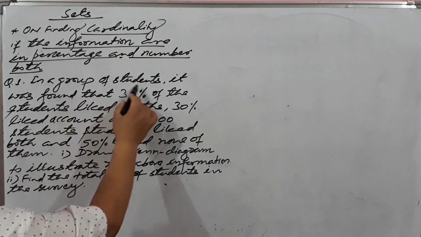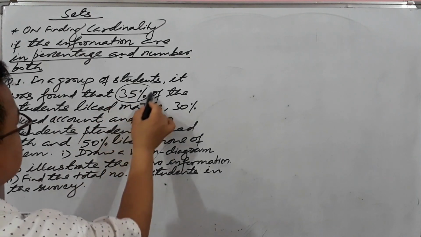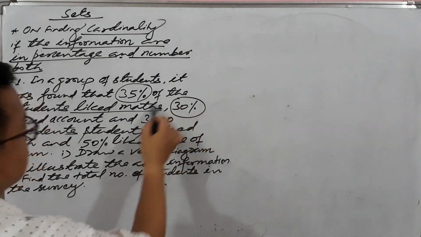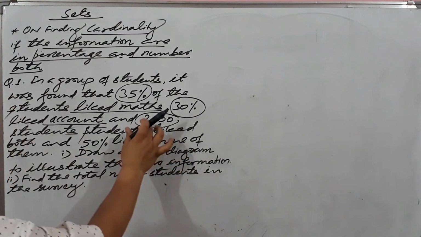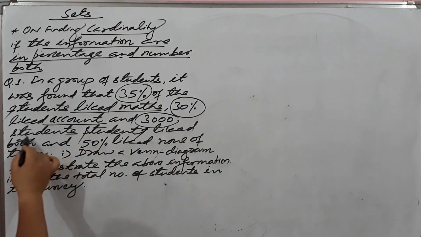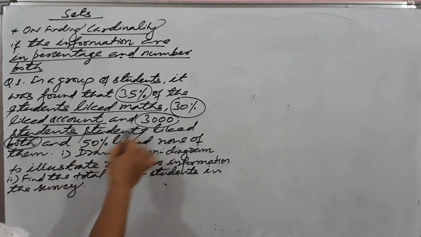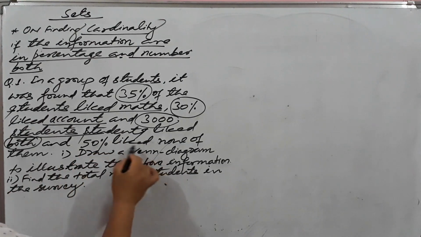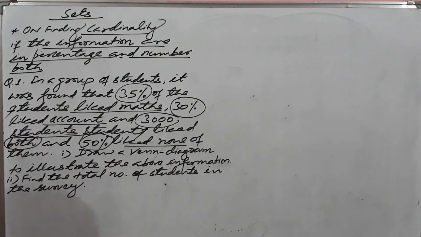In a group of students, it was found that 35% of students like maths, 30% like accounts, and 3000 students like both. These two are in percentage, but this one is in number. And 50% like none of them, which means the complement of the union. Draw the Venn diagram to illustrate the above information.